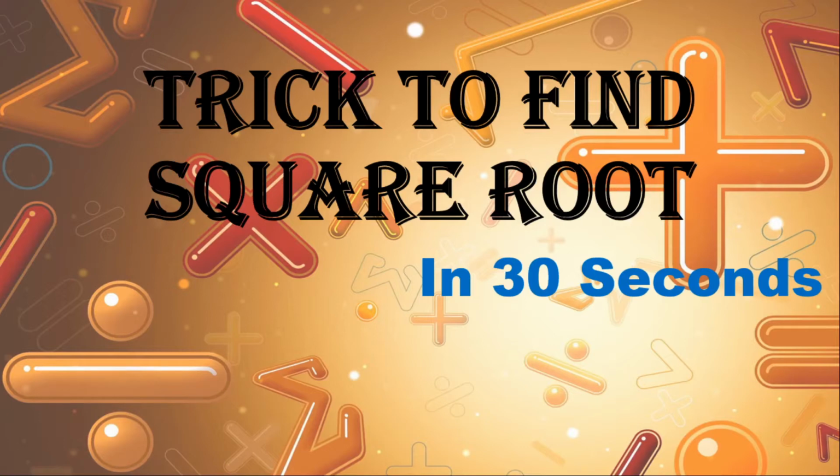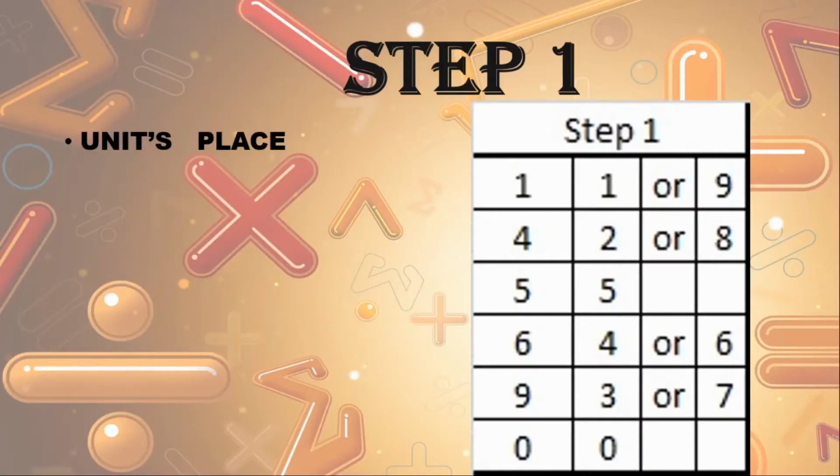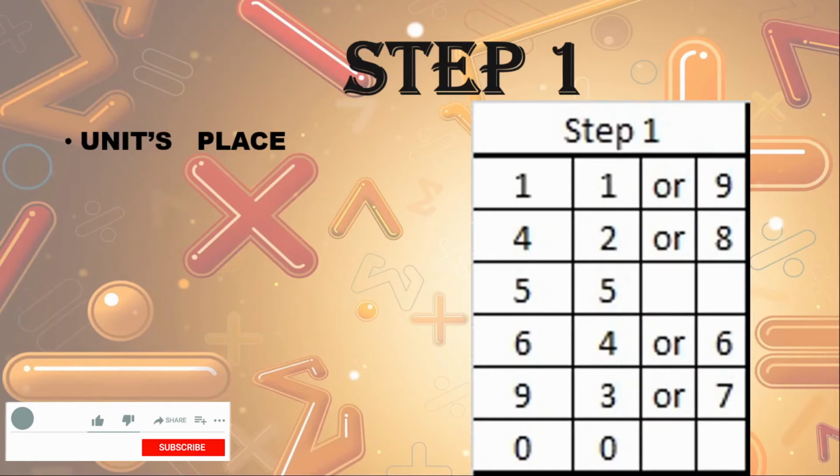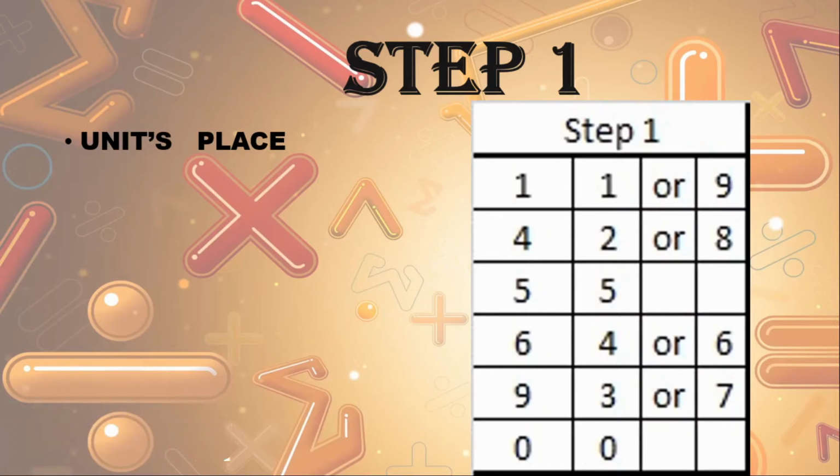So let's find the square root now. To find the square root, you need to follow 3 steps. Step number 1, we need to concentrate on the units place of your square number. If your square number has 1 at its units place, mention 1 or 9 at the units place of your square root. If it is 4, write 2 or 8 at the units place of your square root.